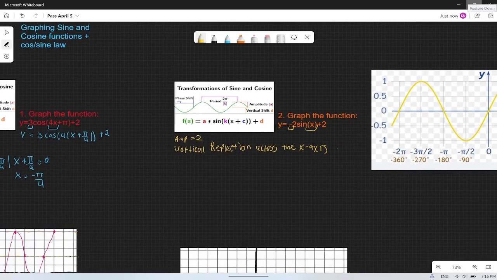Our k value is just 1. So that means that our period just equals 2 pi because it's just going to be divided by 1. And we have a vertical shift upwards because of that plus 2.